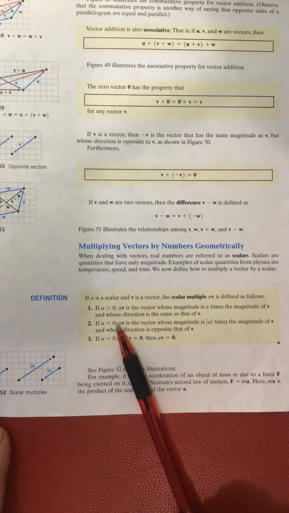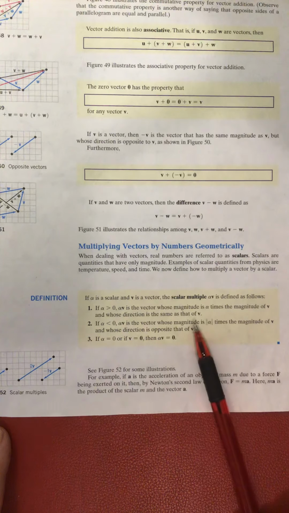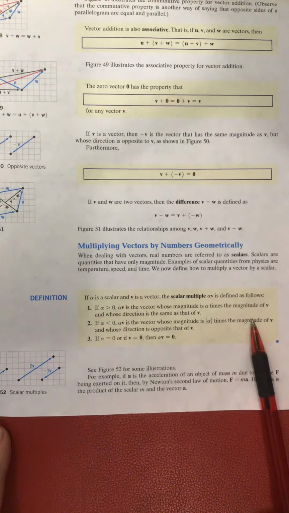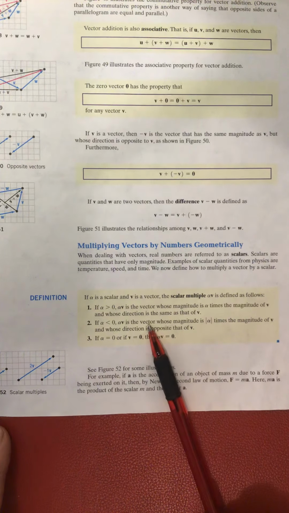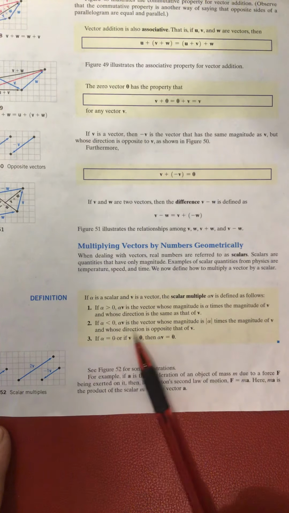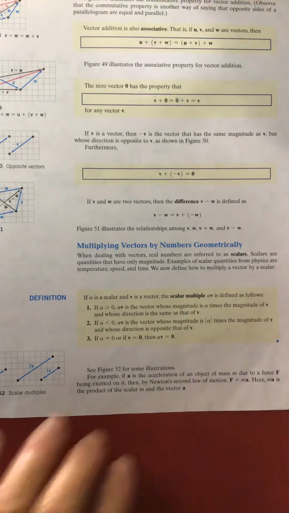If a is less than 0, then av is a vector whose magnitude is the absolute value of a, because it'd be positive, times the magnitude of vector v, but in the opposite direction. And if the scalar is 0, then it's the 0 vector. That's what you have.